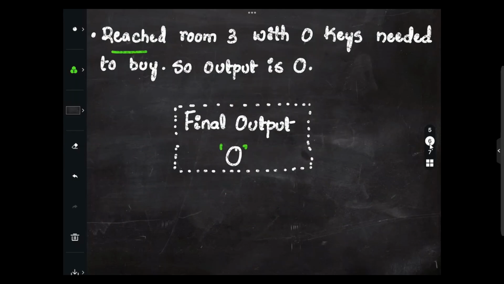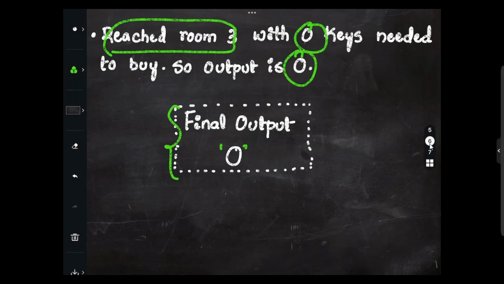So we reached room 3 with 0 keys needed to buy. So the output will be quite obviously 0 here in this case. So the final output here is 0. We don't have to buy any key to reach room 3 from room 1 in this case, right?